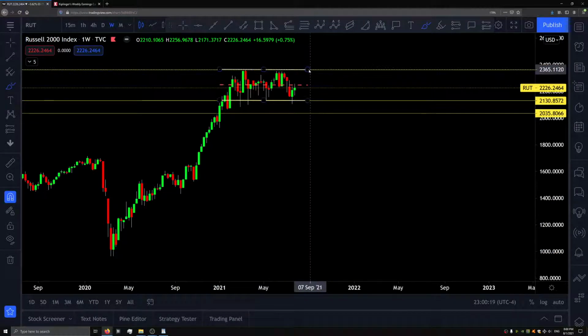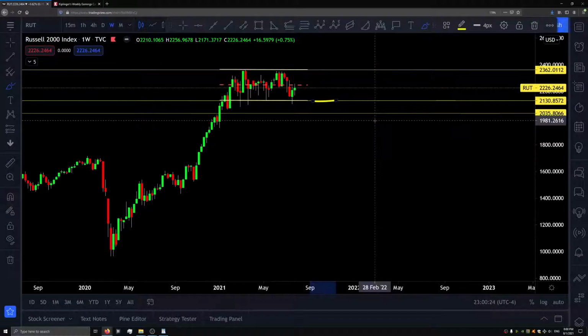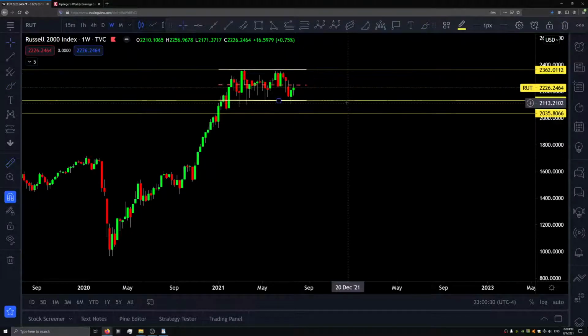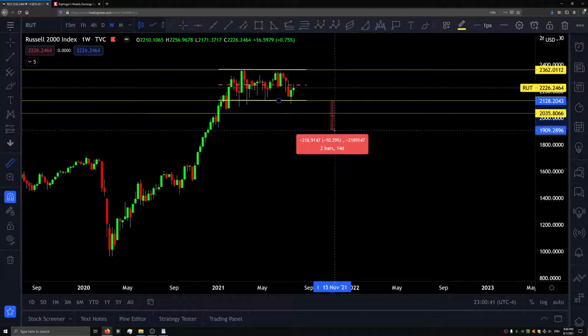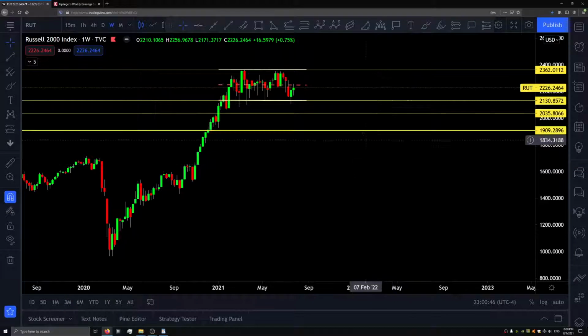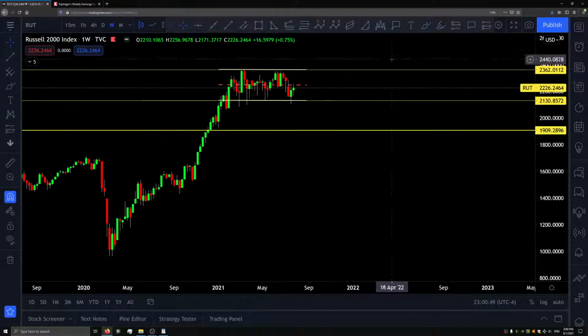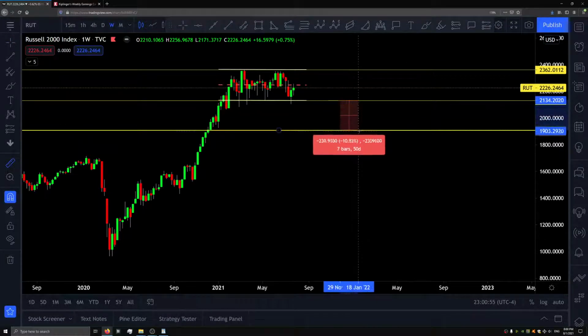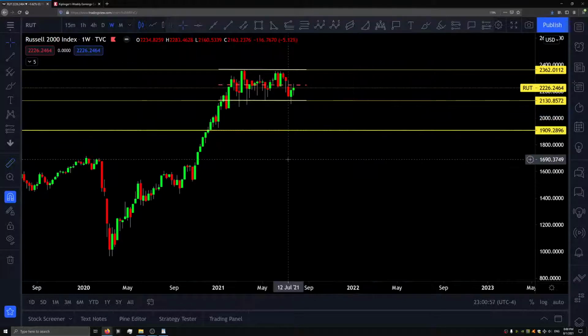So we're just stuck between these two levels, 2365 resistance up here and 2128 support on the bottom here. Now, if this turns out to be a double top and if something really bad happens with COVID in the world, I'm not saying this is going to happen, but in a worst case scenario, we could pull back all the way down to 1909 in a bear case scenario. If COVID goes really, really bad, then we're probably going to pull back down negative 10%.